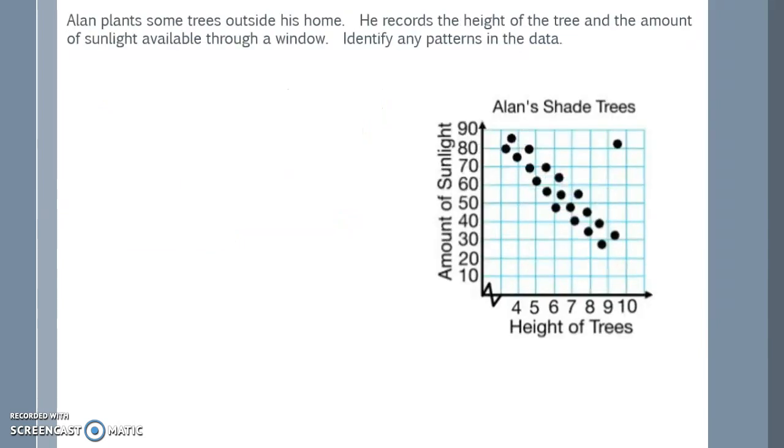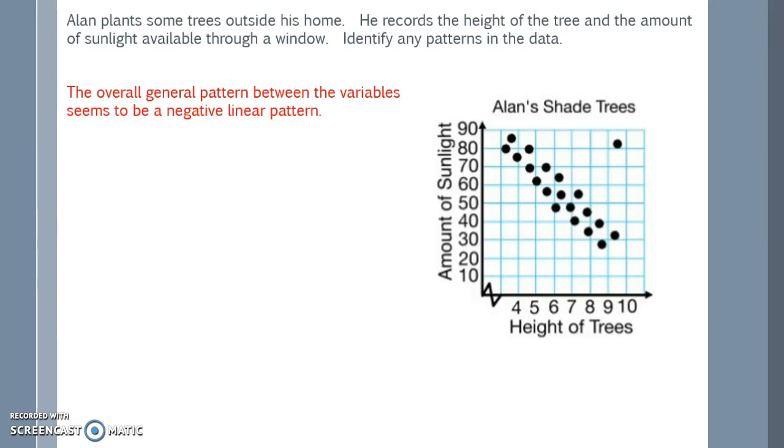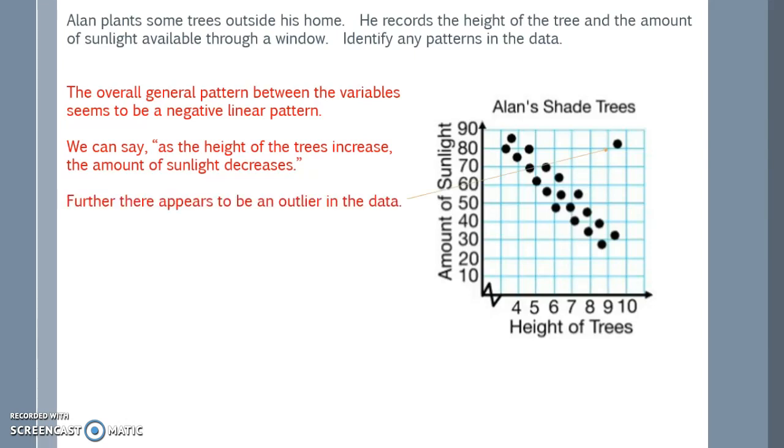Alan plants some trees outside his home. He records the height of the tree and the amount of sunlight available through a window. Identify any patterns in the data. The overall general pattern between the variables seems to be negative linear pattern. We can say as the height of the trees are increasing, the amount of sunlight is decreasing. Further, there appears to be an outlier in the data.